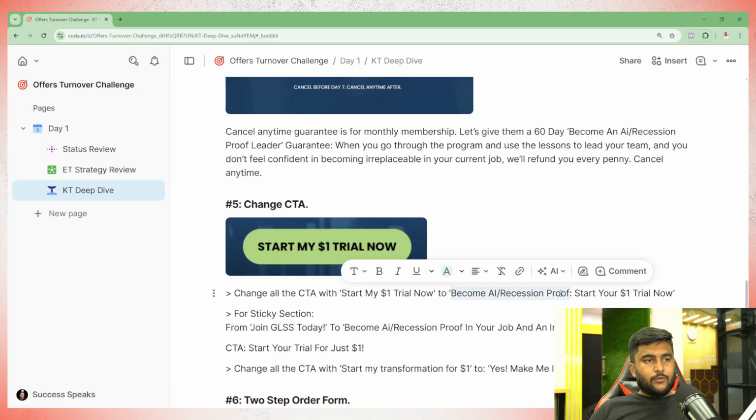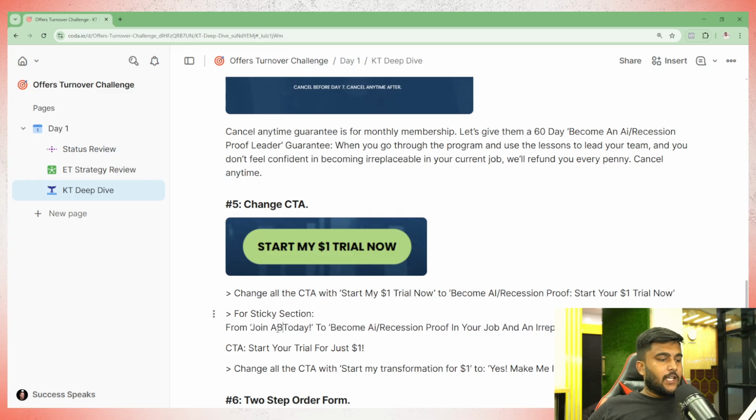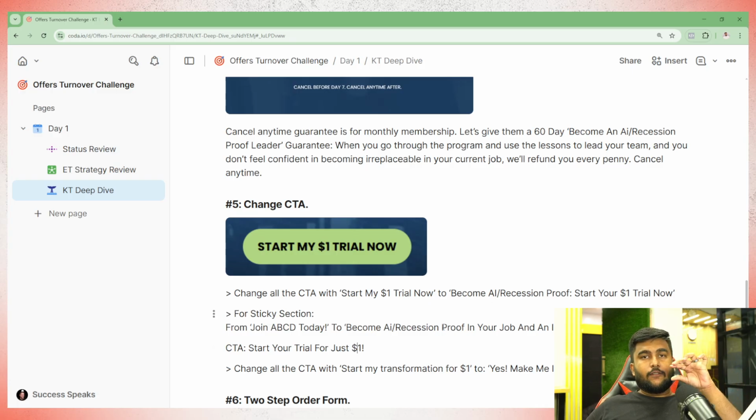So what this is going to show them is that this is the result they're expecting. Go ahead and start your trial now. Okay, so this becomes more desirable. And for the sticky section, which is what stays throughout the landing page even if we scroll through the page, I suggested to change "ABCD today," ABCD was basically the name of the program, to "Become AI or recession proof in your job and become an irreplaceable leader." Okay, so this will be the call to action, and then change the button to "Start your trial for just $1." So this is the headline that will be staying on the left, and the button will be on the right. This will be sticky throughout the page.